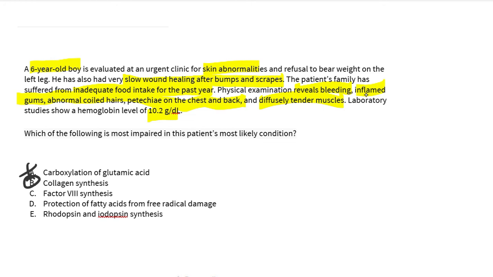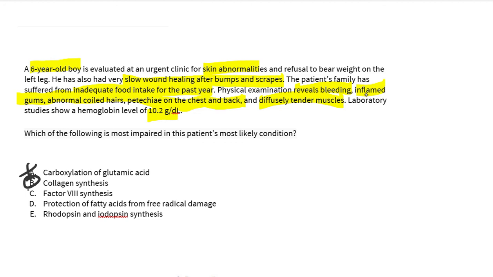A is incorrect because carboxylation of glutamic acid would be defective in a vitamin K deficiency, and since vitamin K is produced by the gut microbiome, and there's no evidence of, say, recent antibiotic use, this answer is unlikely.